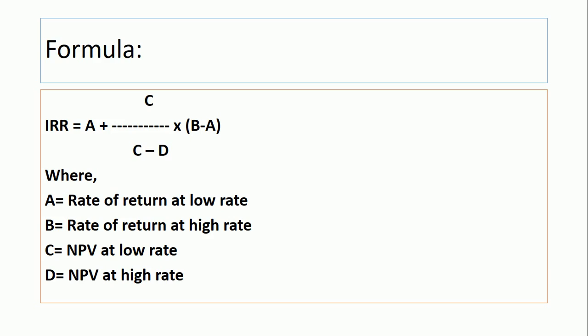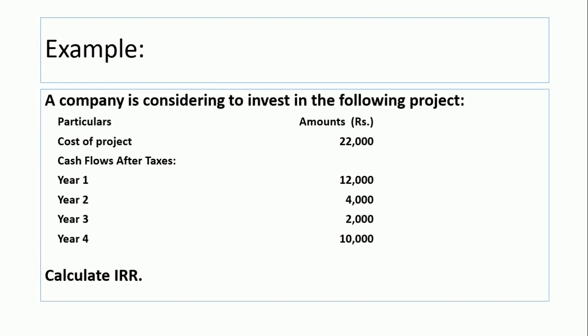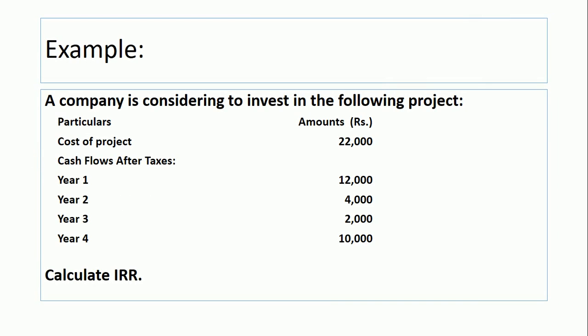We can use a formula for calculating internal rate of return. IRR equals A plus C by C minus D into B minus A, where A is the low rate, B is the high rate, C is the NPV at low rate, and D is the NPV at high rate.